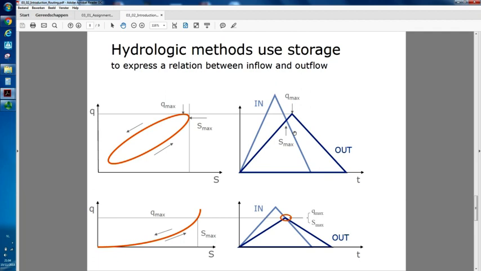The situation is different for reservoirs, where we see that we have a unique relation, and we also have the fact that the storage will be maximum at the point where also the outflow is maximum. And this is also noticed when we look at the two hydrographs, the inflow and outflow hydrograph. Then we see that the maximum outflow value is just at the point where the inflow is equal to the outflow.